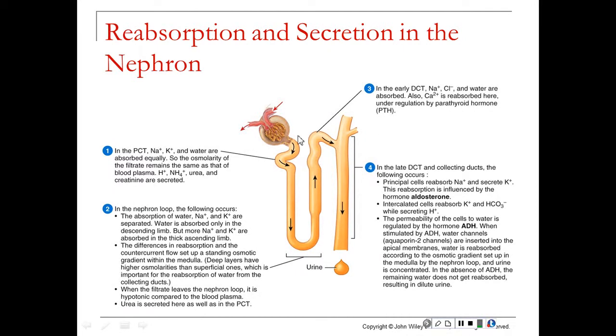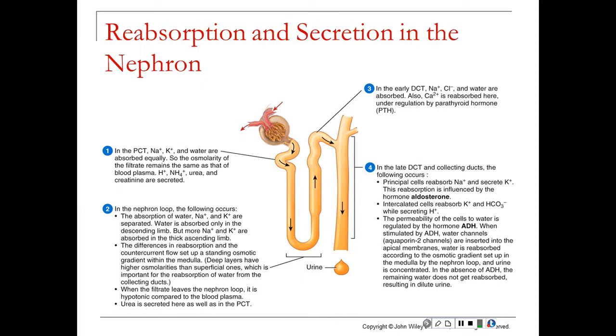In the DCT, you have sodium chloride as well as water being reabsorbed. This is actually not the last stop for reabsorption. Reabsorption can occur within the collecting ducts. So the collecting ducts are actually the last stop for any changes in urine concentration. In the late distal convoluted tubule and collecting ducts, sodium and potassium can be reabsorbed or secreted depending on the presence of various hormones such as aldosterone or antidiuretic hormone.